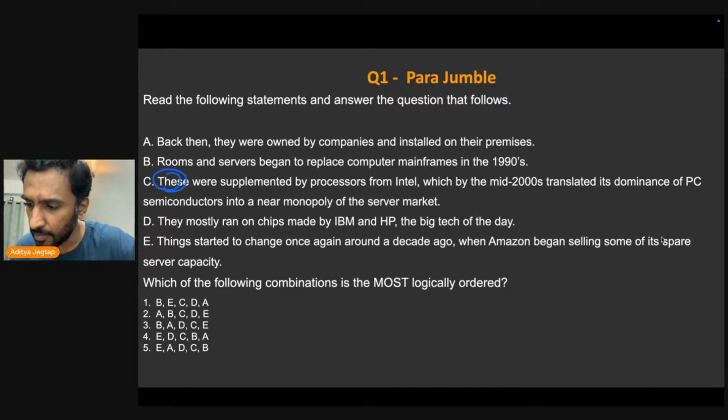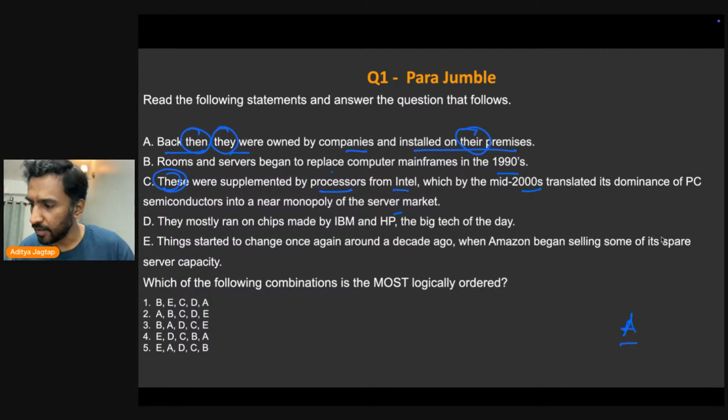These were supplemented by processors from Intel, which by mid 2000s translated dominance of PC semiconductors into a near monopoly. So by the 2000s, there was a near monopoly in the server market of some company, Intel. Rooms and servers began to replace computer mainframes in the 1990s. All right. And back then, they were owned by companies and installed on their premises.